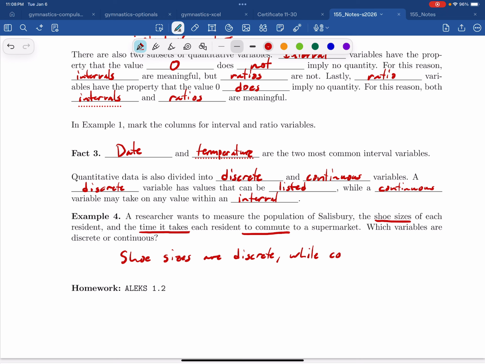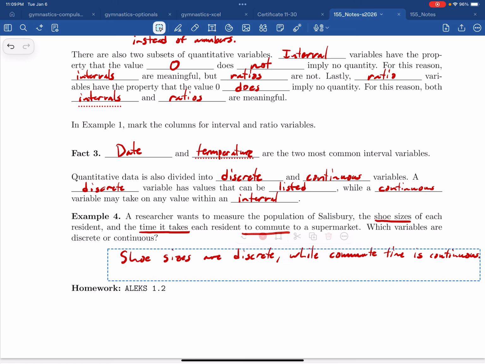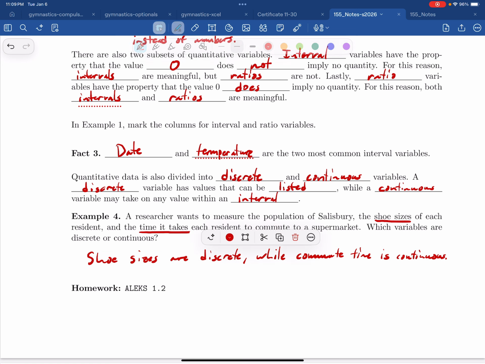While commute time is continuous, right? Because time isn't just listed, it's this continuous entity. It could occur within, if I give you an interval of times, any possible time within that interval is a legitimate commute time. Okay, so those are just 2 examples of discrete and continuous variables, and that's what we've got for today.